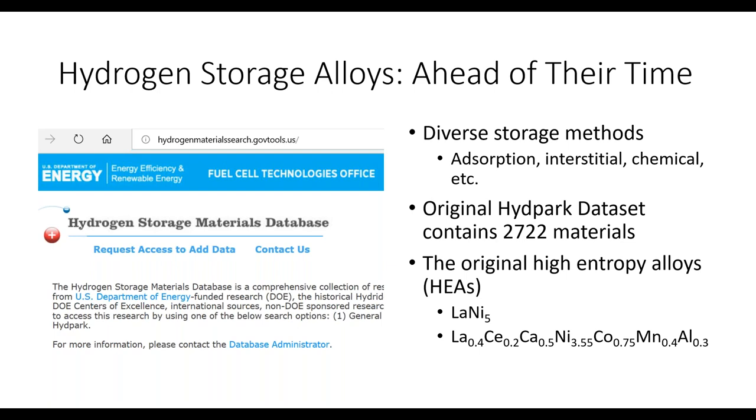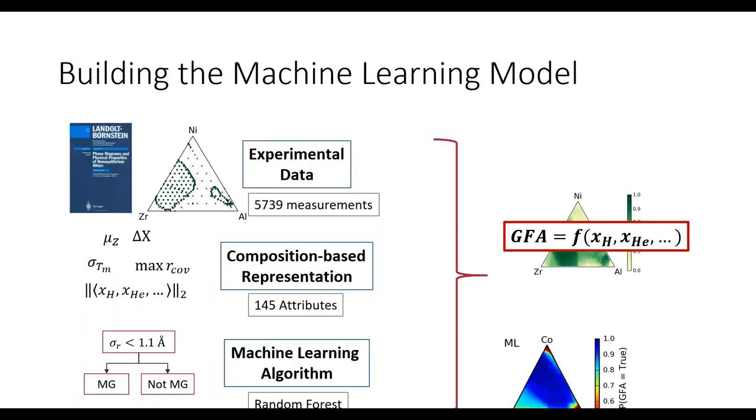Lanthanum nickel 5 is the base material of all nickel metal hydride, right? That's the starting material of nickel metal hydride. But when you consider something that's actually in a battery, you're talking about 7 different elements present in different proportions, and you're actually off the lanthanum 1 stoichiometry. So from a computational standpoint, if one were to try to do DFT, this is quite difficult.